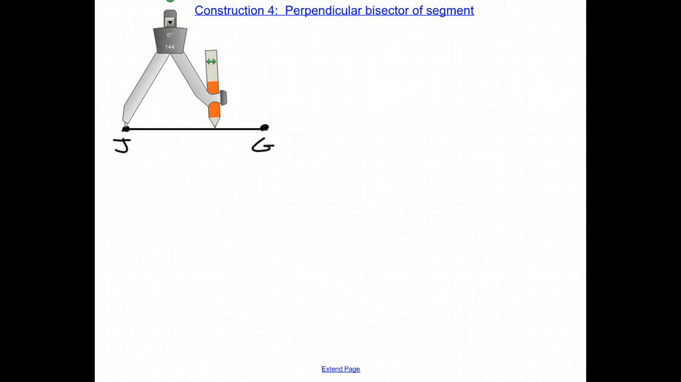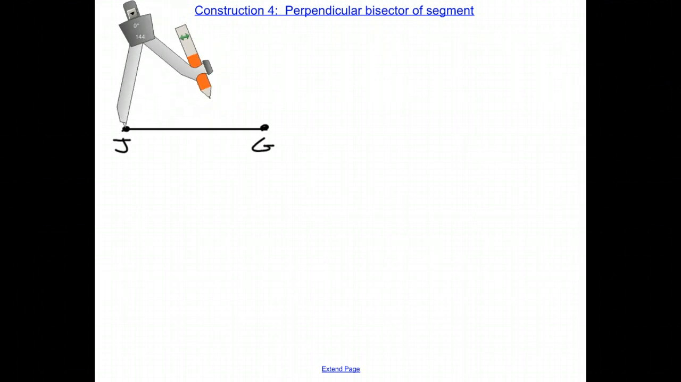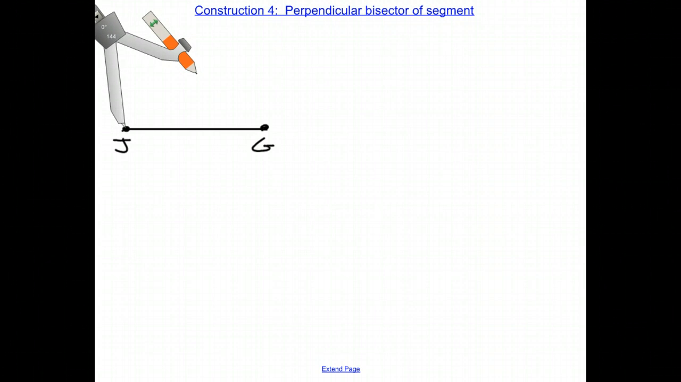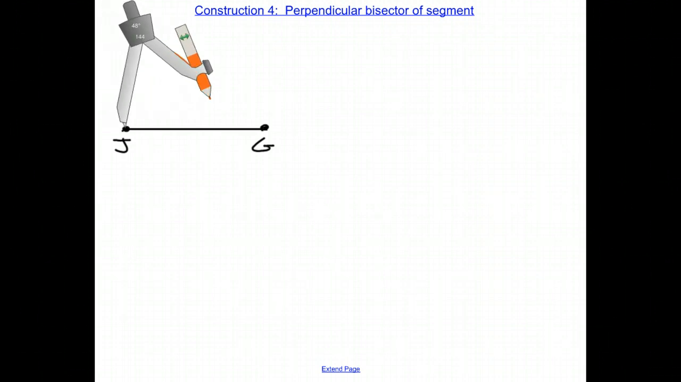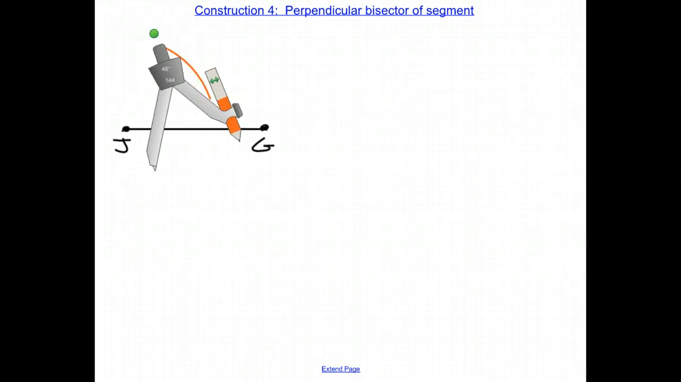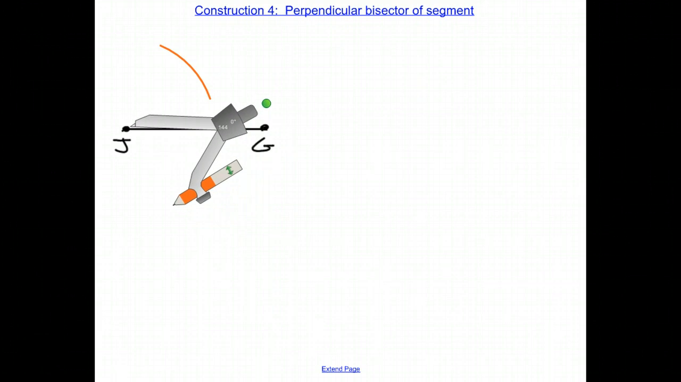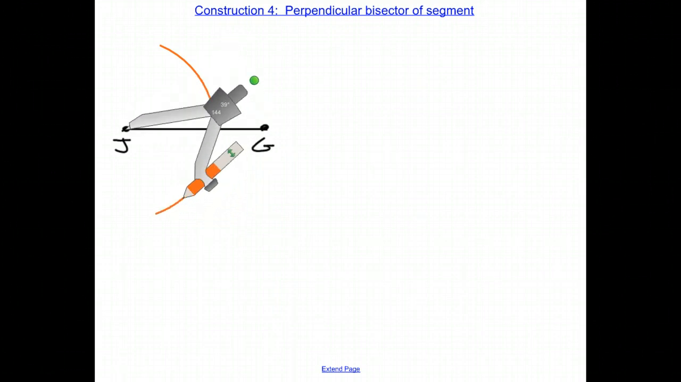The next step, we are going to make an arc both above and below our segment here. So I'm going to swing another arc below. All right, so that is step 1.